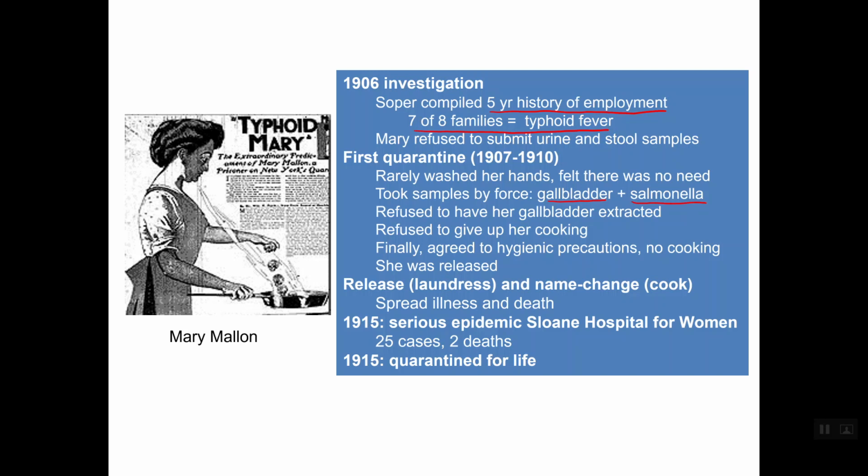So she was released and she went and started doing laundry. Well, guess what? Laundry wasn't as lucrative as cooking. So she said, screw this. I'm going to change my name and start cooking again because I want to make some more money. Well, guess what? She spread illness and death. In fact, in 1915, there was a serious epidemic in a hospital for women. There were 25 cases of typhoid fever and 2 deaths. And guess who caused them?